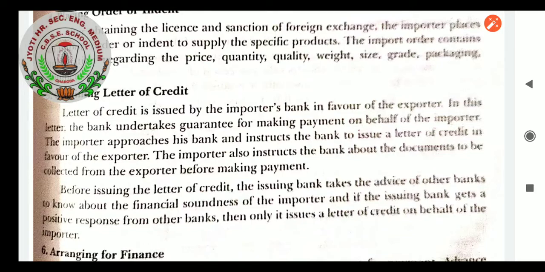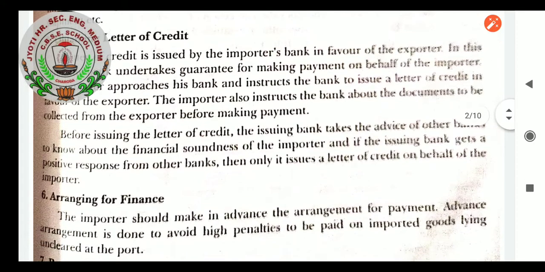Next, obtaining letter of credit. Letter of credit is issued by the importer's bank in favor of the exporter. In this, the bank undertakes a guarantee for making payment on behalf of the importer. The importer approaches his bank and instructs the bank to issue a letter of credit in favor of the exporter. The importer also instructs the bank about the documents to be collected from the exporter before making payments. Before issuing the letter of credit, the issuing bank takes the advice of other banks to know about the financial soundness of the importer, and if the issuing bank gets a positive response from other banks, then only it issues a letter of credit on behalf of the importer.